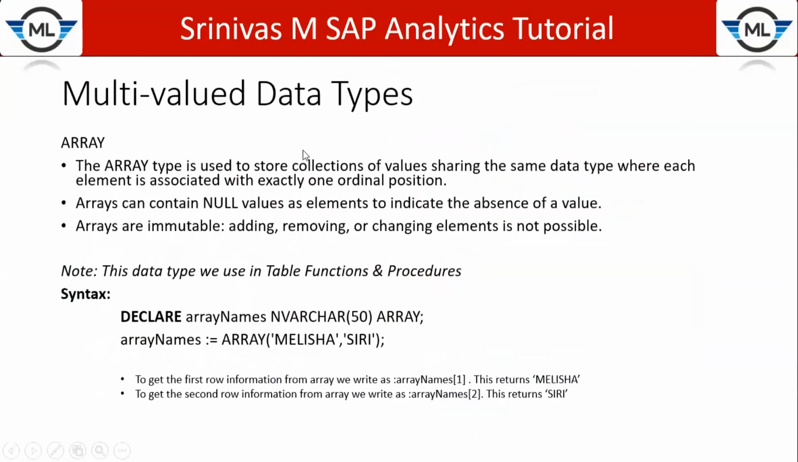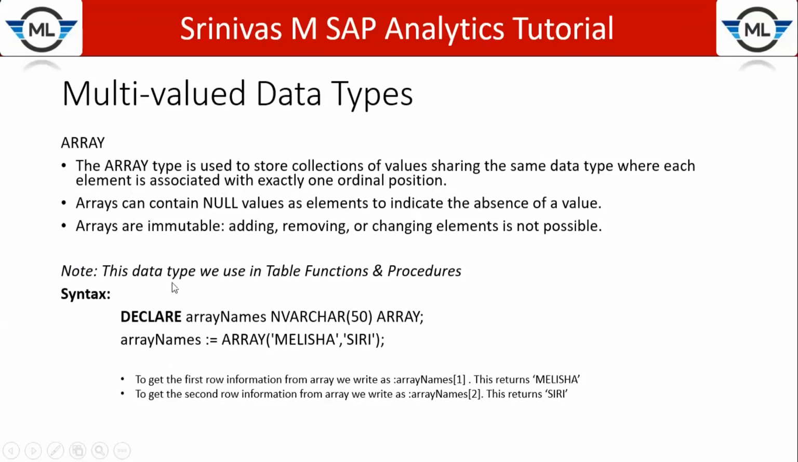Multi-value data types. So what are multi-value data types? It is nothing but an array. In other languages also we have this kind of data type, the array data type, which is only one object but stores multiple values. An array type is used to store a collection of values sharing the same data type, where each element is associated with exactly one ordinal position. Array is kind of a stack: one data type which stores a collection of multiple values.